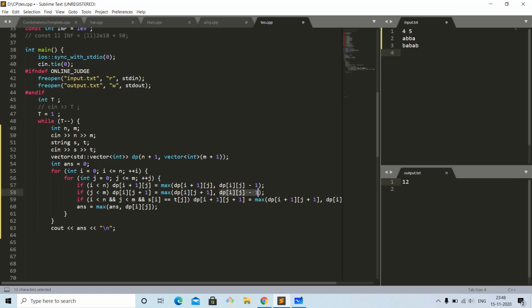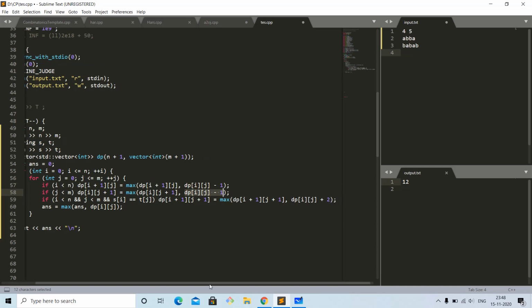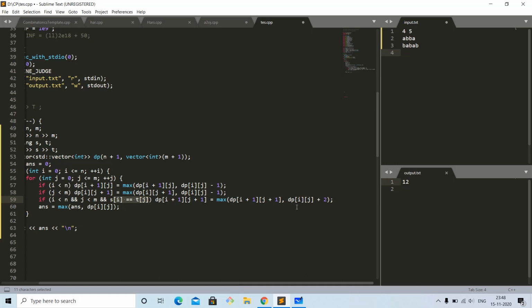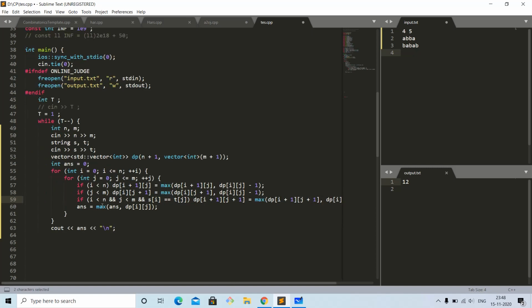Similarly for skipping the jth character. Otherwise, if both the characters are matching, if i is less than n and j is less than m and s[i] is equal to t[j], it means that dp[i+1][j+1] is the maximum of dp[i+1][j+1], or dp[i][j], which is the earlier answer, increased by 2. So our answer does not necessarily terminate at n and m. It will terminate at i and j. Whatever the optimal value of i and j is, it will give us the maximum value, and that we are going to output as our answer.